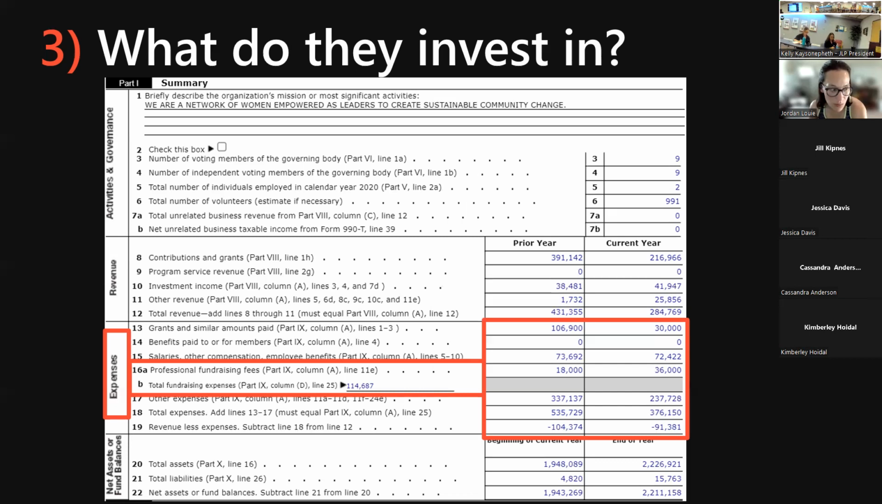Other questions about revenue and expenses? Yeah, I have one question. For line 14, the benefits paid to our board members, if we paid for specific training for our members that was outside of AJLI or anything like that, would that go under that section? Yeah, that's a good question.